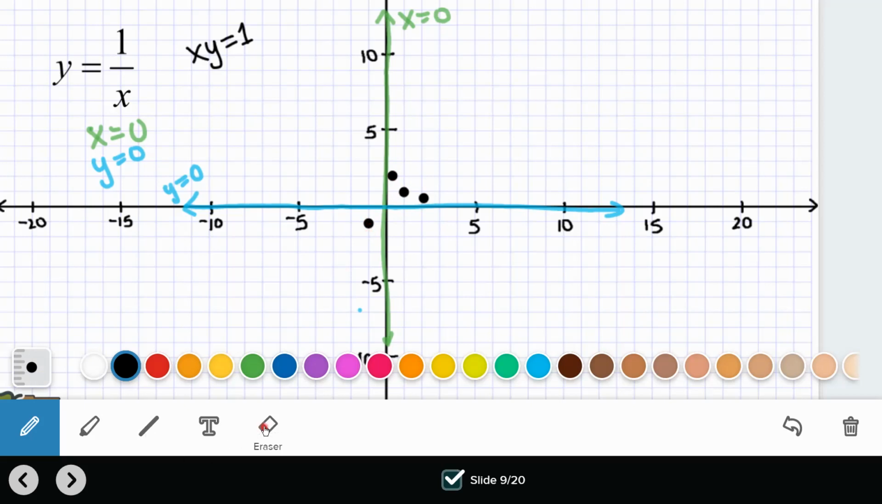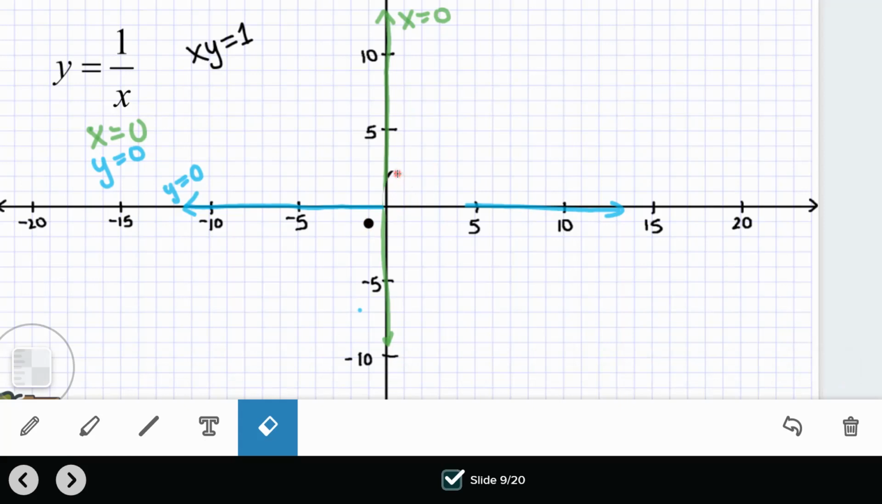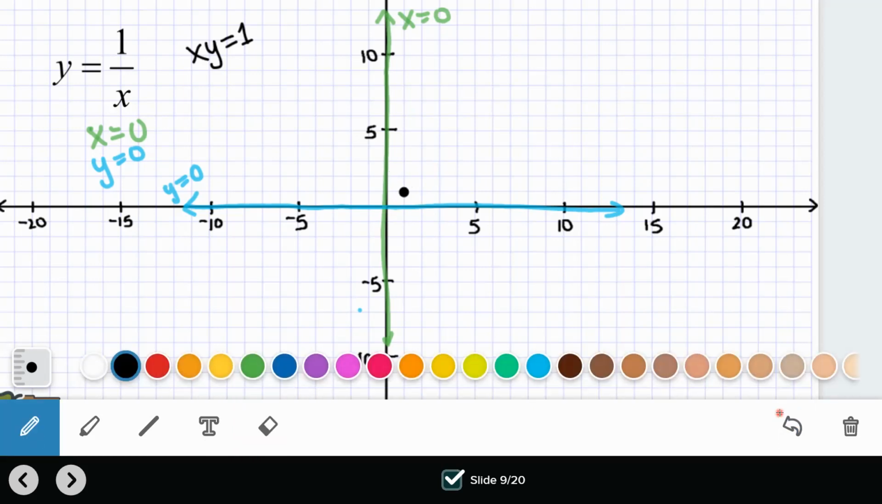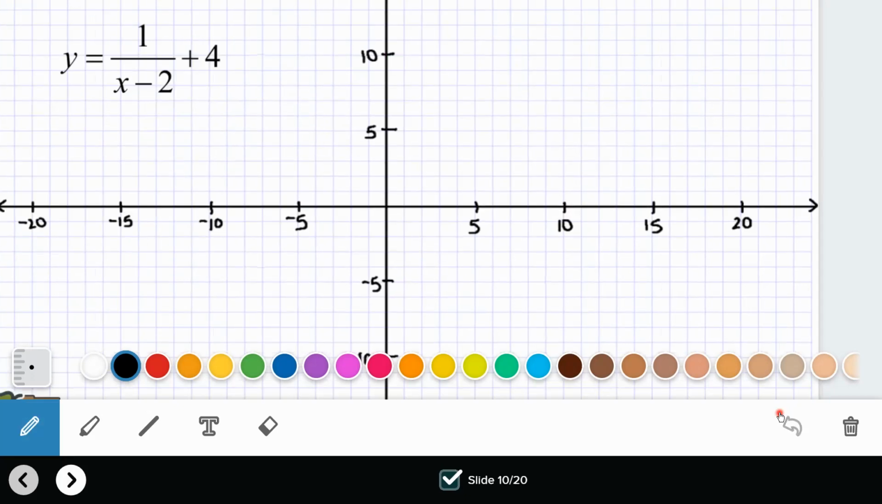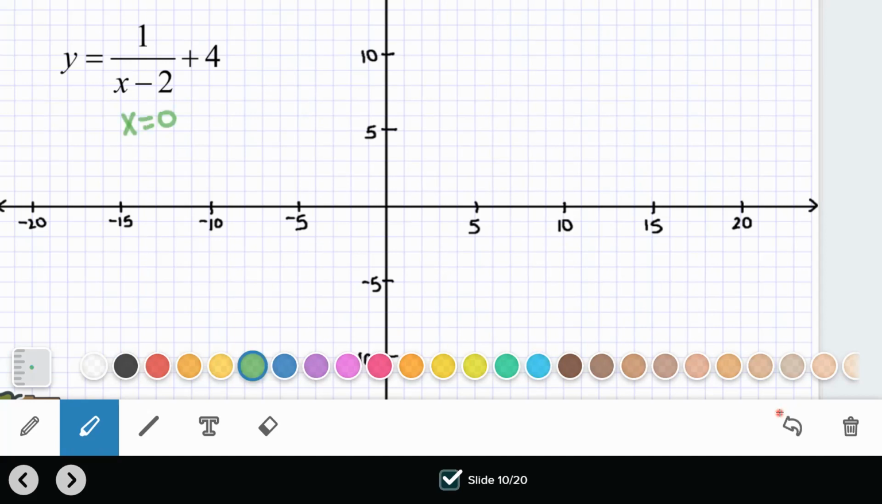okay? So let me just get rid of that. Let me just undo it. Okay. So I have that one right there and that one there. Then what I'm going to do is it is going to be a curve and another curve, and that is our graph. Now this one is going to have an asymptote at x equals 0. Sorry, not 0, x equal 2.